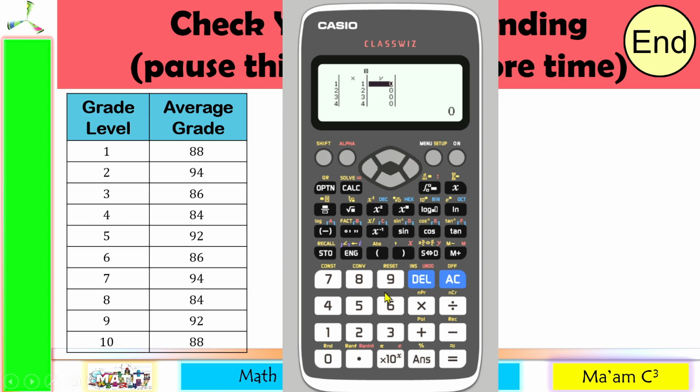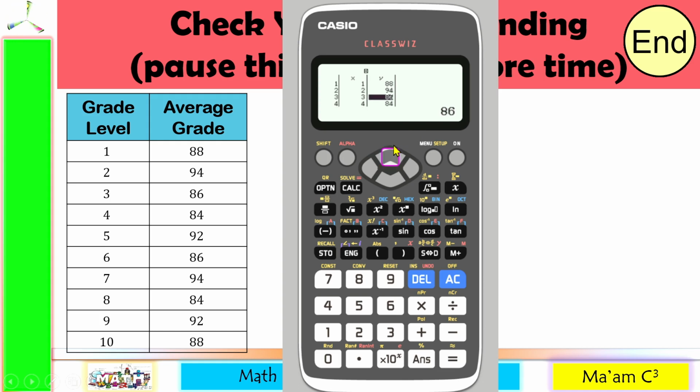I'll key in 88, 94, 86, 84, 92, 86, 94, 84, 92, and 88. You may want to check if your data is correct.